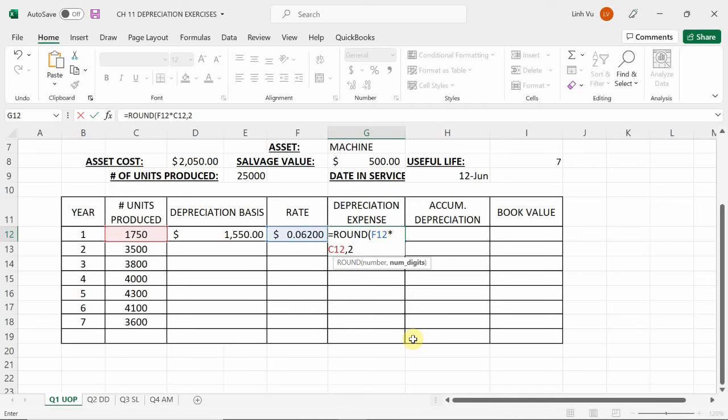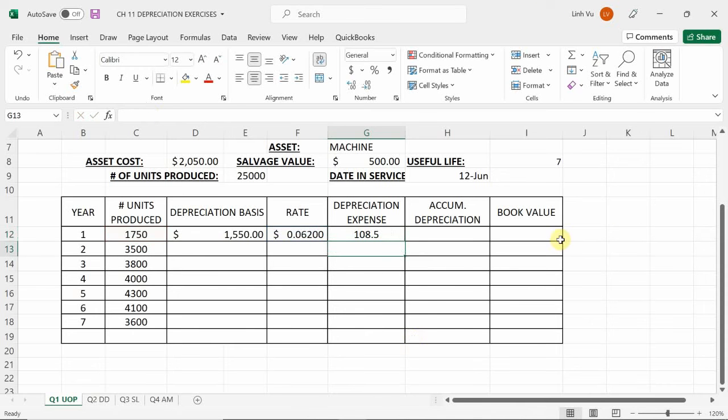It's number of units produced times per unit rate. Correct. So produced that year. So if I produced 1,750 units that year, and my per unit rate is going to be 6.2 cents each one, or at 108.50. 108.50. Good.